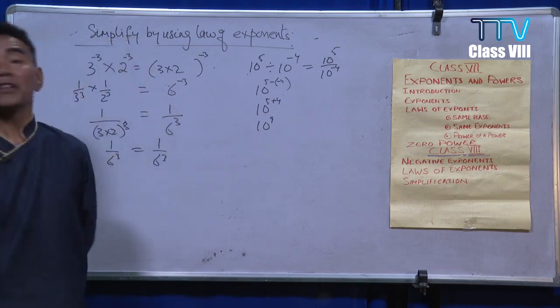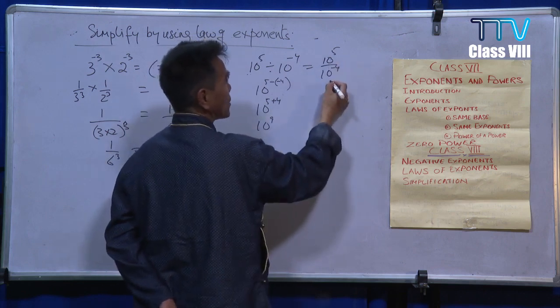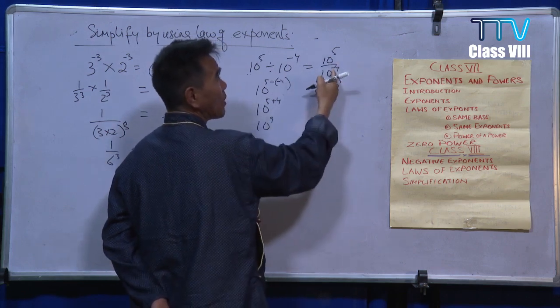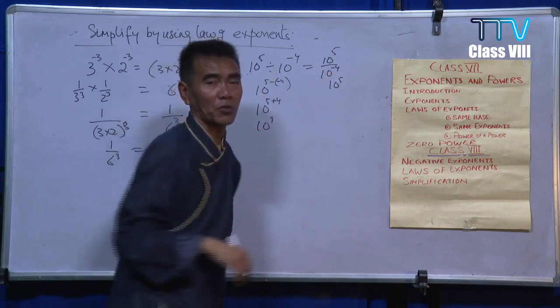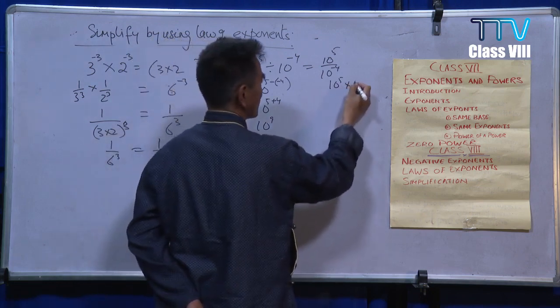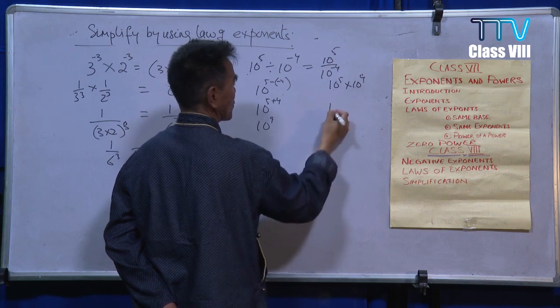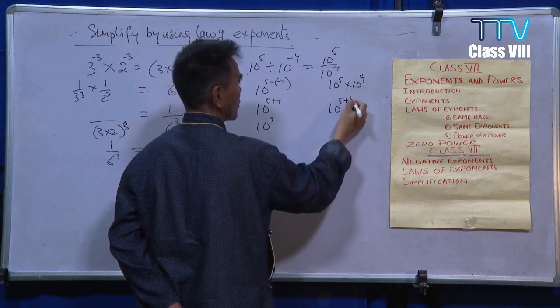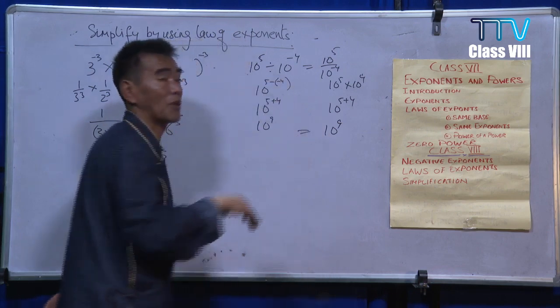Negative positive power change. 10 to the power 5. That power denominator power, 10 to the power negative 4 or 10 to the power 4. Base stays, power as it is. 10 to the power 9.